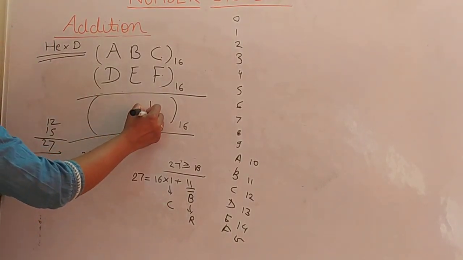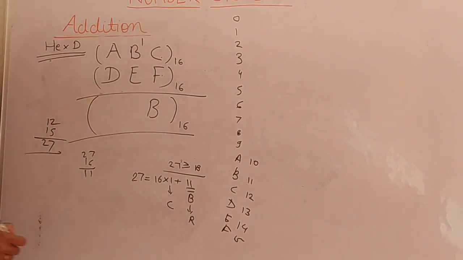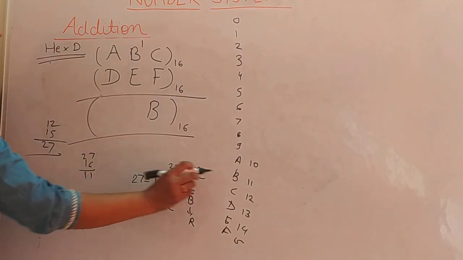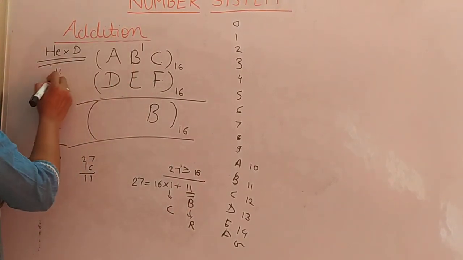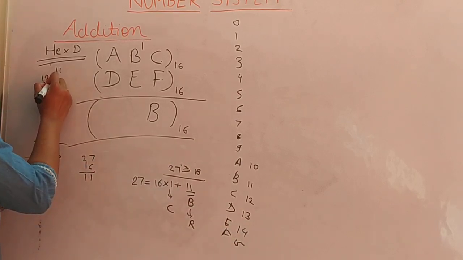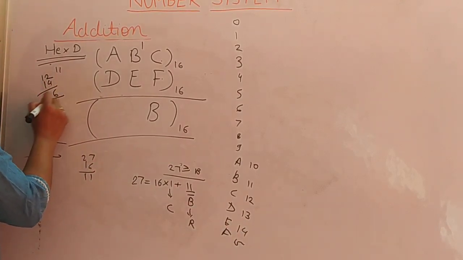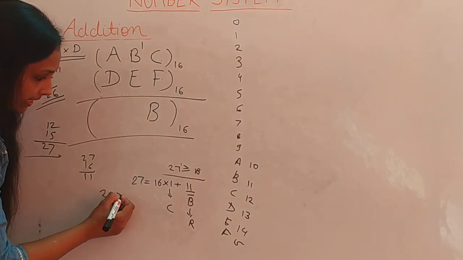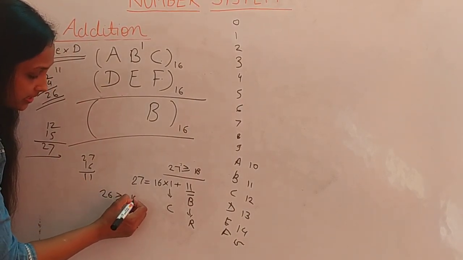So we can write here B and 1 as a carry. Then again we'll add B. B means 11. 11 plus 1 is 12. And here E means 14. So the answer is 26. Again, 26 is greater than or equal to the base, which is 16.